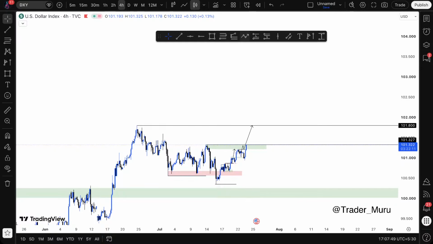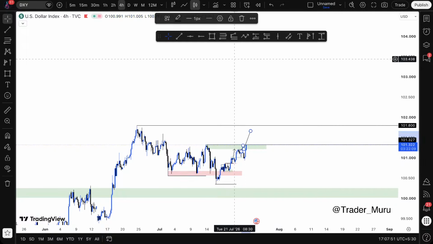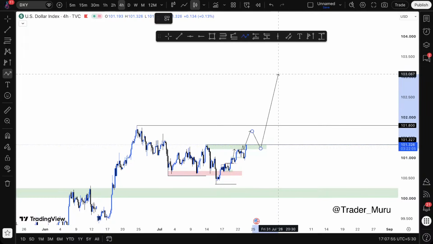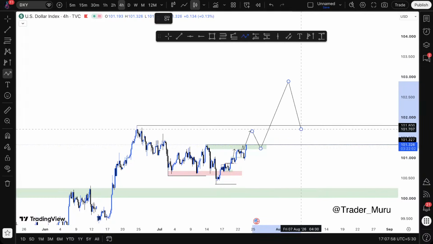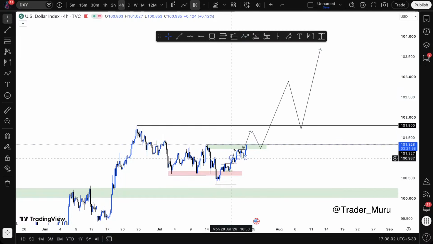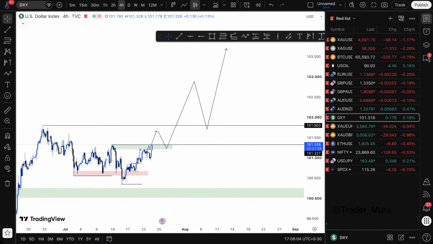There will be some breakout, a little bit of retracement, then another breakout, and pump. Something like this can be seen in DXY.